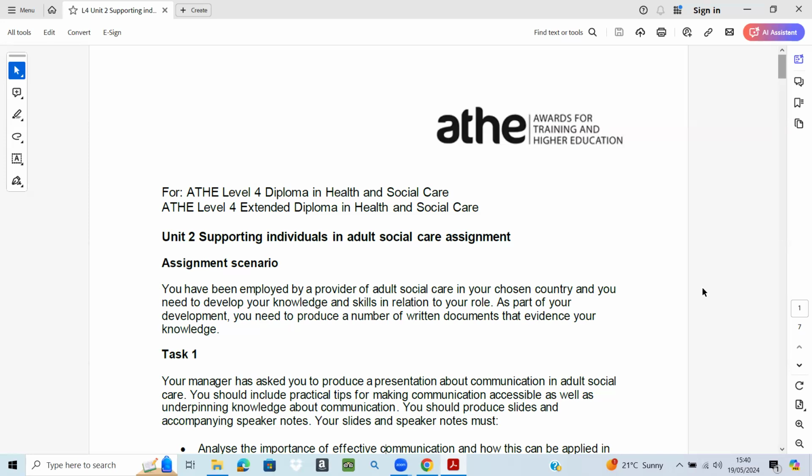Cultural competency and sensitivity is also important. We discussed it in learning outcome one. Cultural competency and sensitivity help care providers understand and respect the diverse backgrounds, beliefs, and values of service users. By doing so, providers can avoid misunderstanding and communicate effectively to meet the unique needs of each individual.